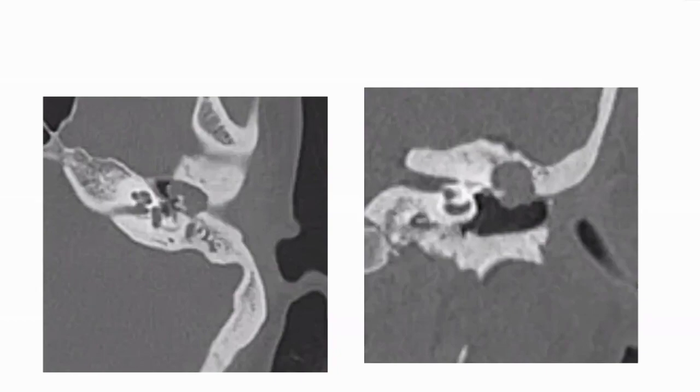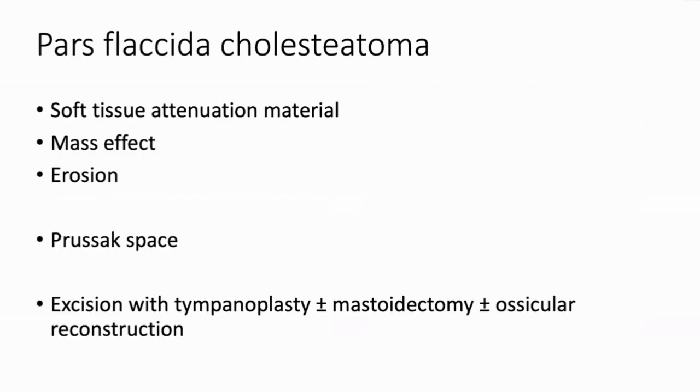So what is your differential diagnosis? Sir, this is cholesteatoma. Yeah, correct answer. I think your description is spot on, and it is pars flaccida cholesteatoma, and it is an acquired type of cholesteatoma. Acquired types are almost 98%.